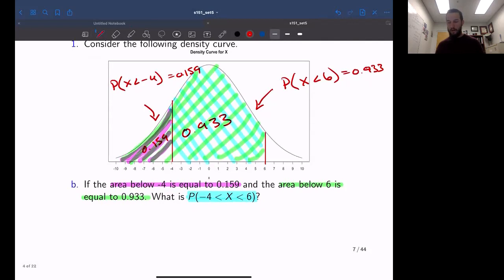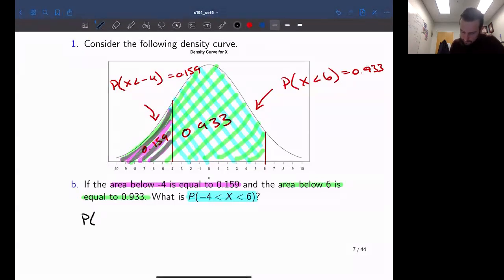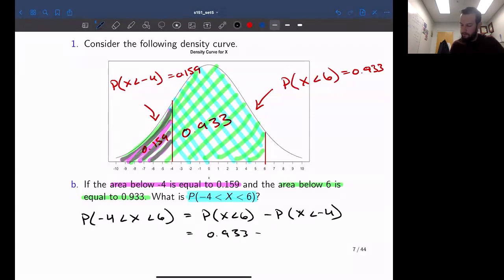So to do that, all we have to do is subtract off the part that's below -4 from the part that's below 6. So we can show that the probability -4 is less than x is less than 6 is equal to the probability that x is less than 6 minus the probability that x is less than -4, which is 0.933 minus 0.159, which is, and now I'm going to embarrass myself. 13 minus 9 is 4. 12 minus 5 is 7. 0.774. Yeah, cool. I can still subtract.